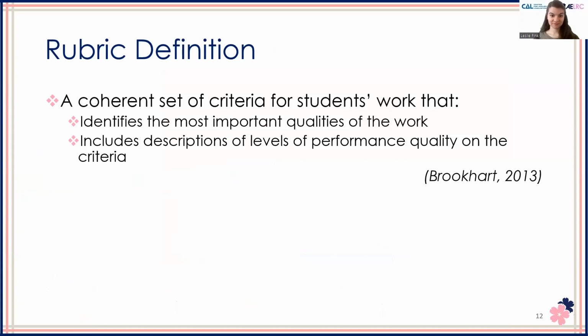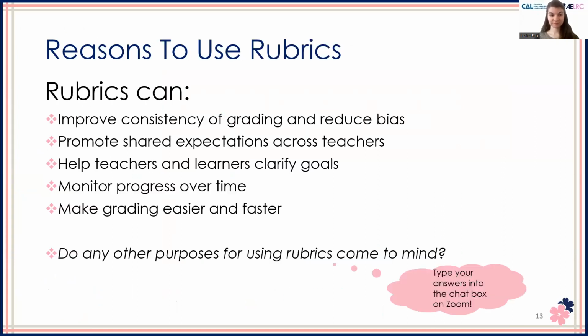Okay, so what does this activity have to do with rubrics? How does this relate? A rubric is a coherent set of criteria for students' work that identifies the most important qualities of the work and includes descriptors of levels of performance quality on those criteria. So just like in the drawing activity, a rubric helps us list what is expected and define a measure of quality for each of those expectations.